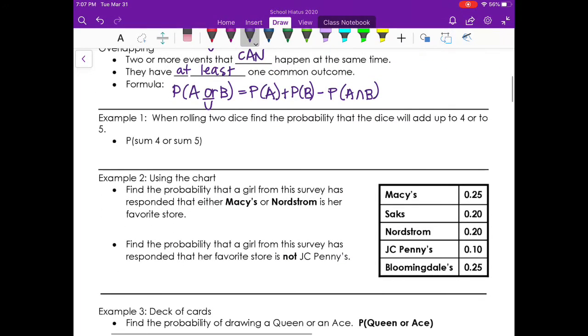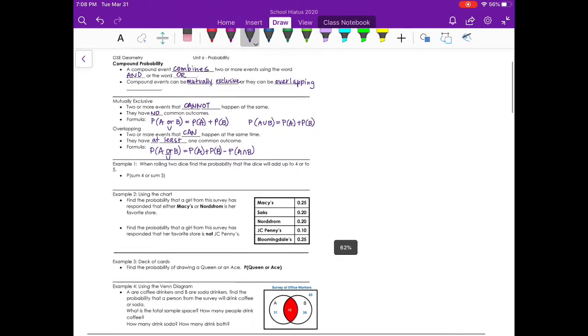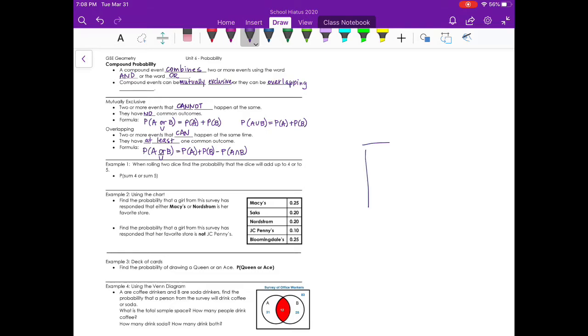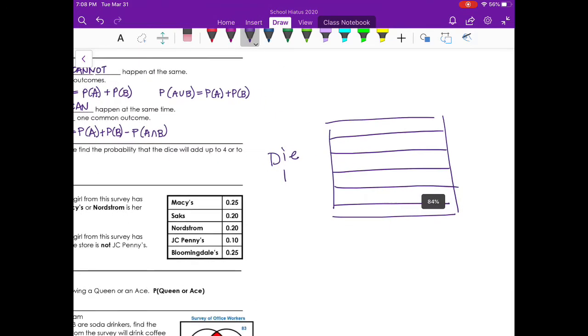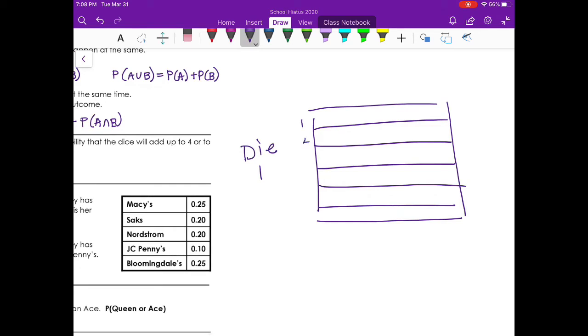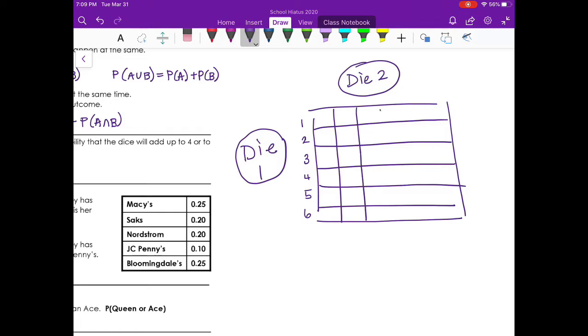Let's try an example. When rolling two dice, find the probability that the dice will have a sum of 4 or 5. So a compound event like this is similar to the heads and tails scenario we saw on day 1. We're rolling two dice simultaneously. And so we want to create a table that shows both of those events happening and how they can combine together. So I'm going to make a table, and on each side of the table I'm going to represent die 1 and die 2 and the possible outcomes that can happen for each of those dice.